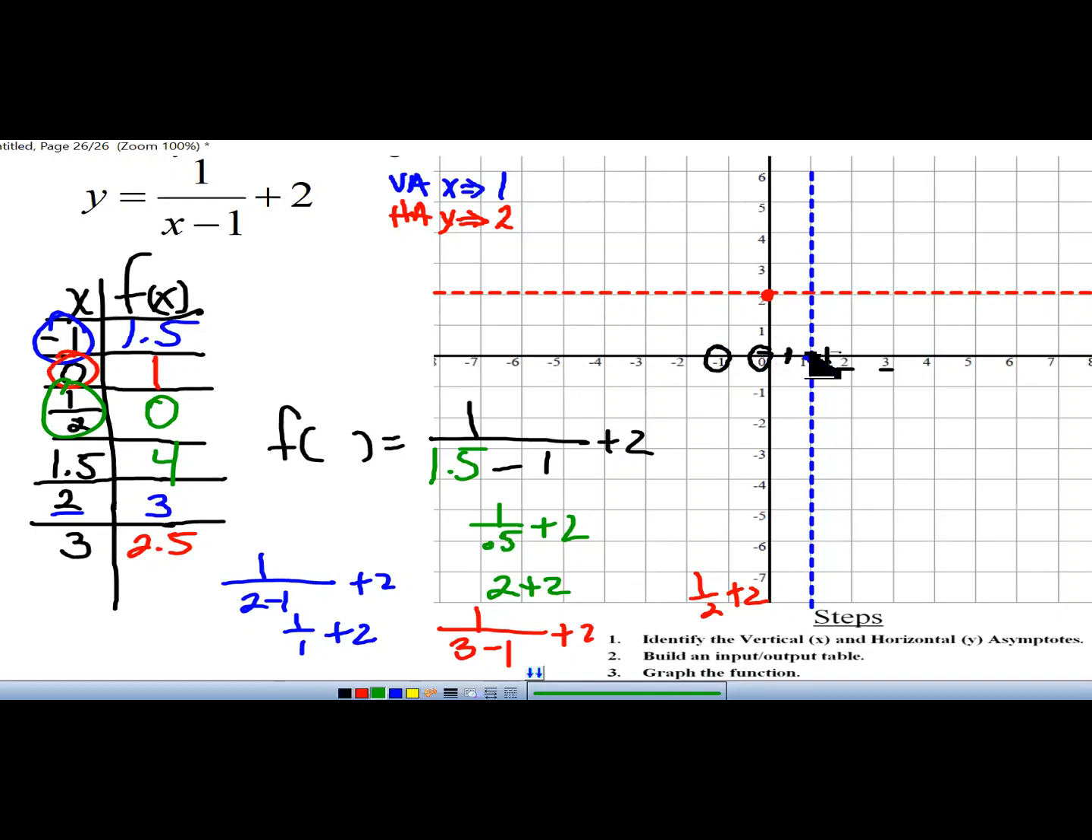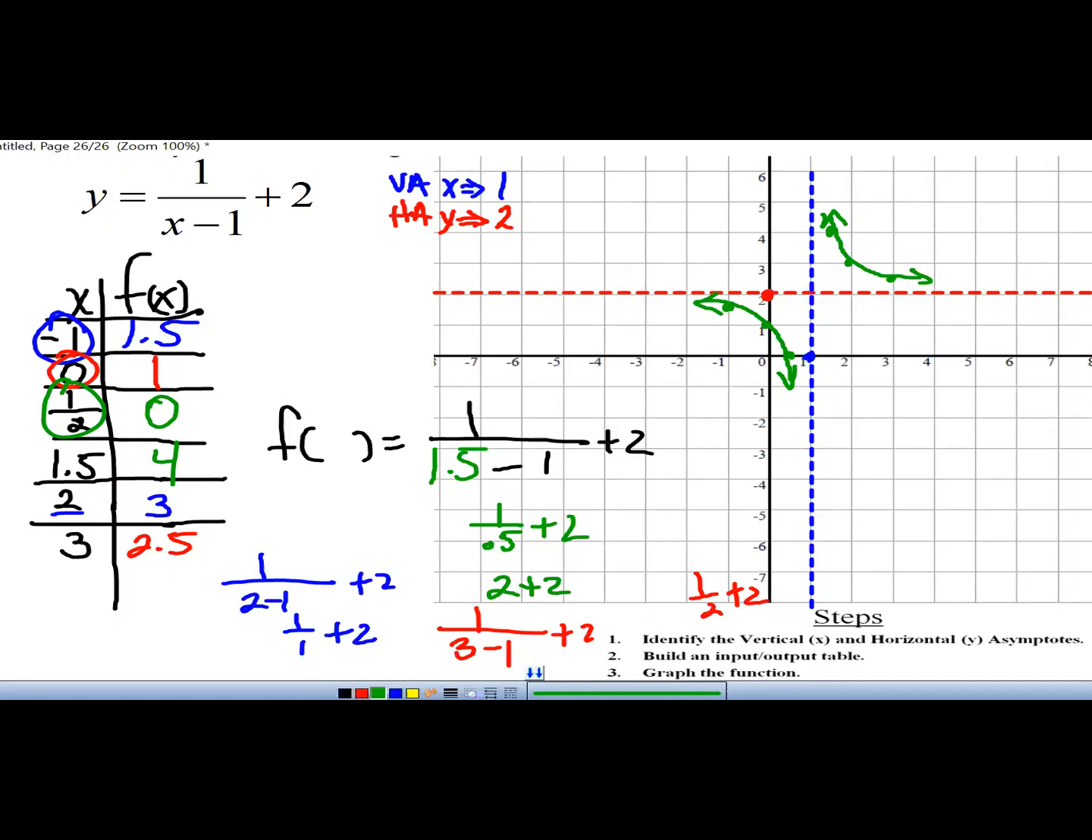-1, 1.5. Let me break these marks up again. -1, 1.5 is right there. 0, 1, and 1/2, 0. And then this one, 1.5 and 4, which is up here. 2, 3, and 3, 2.5. There it is. Whew. And that was a lot, yeah?